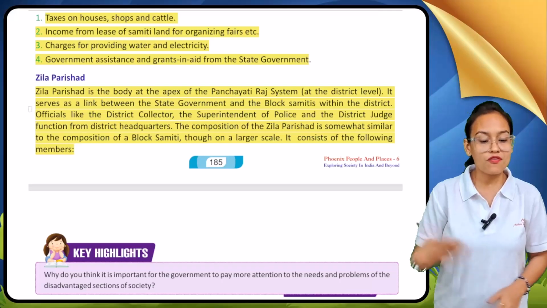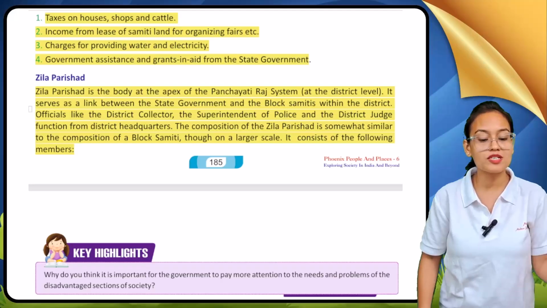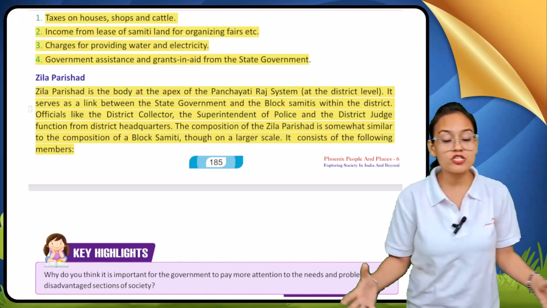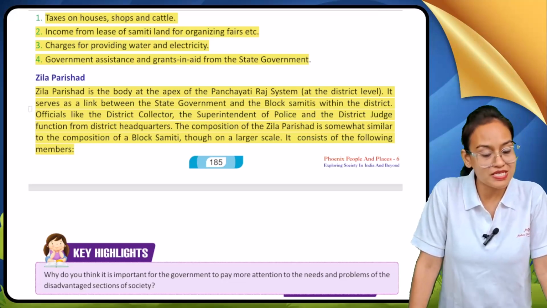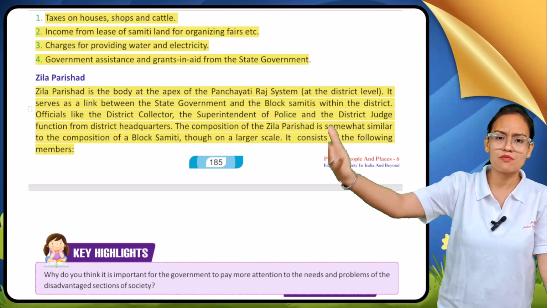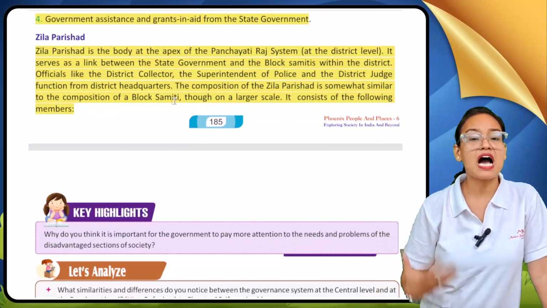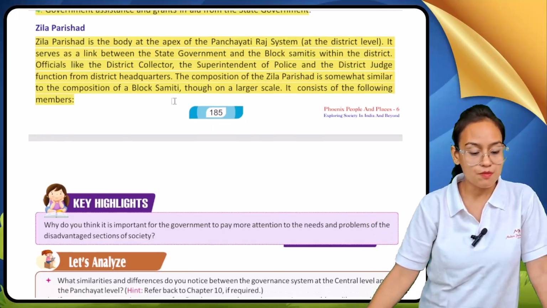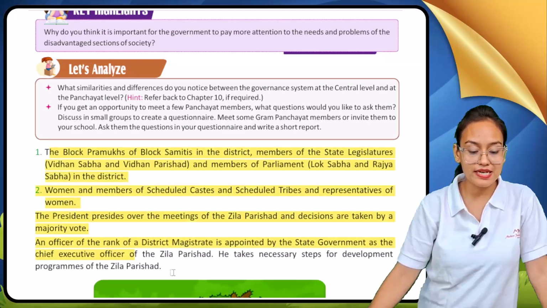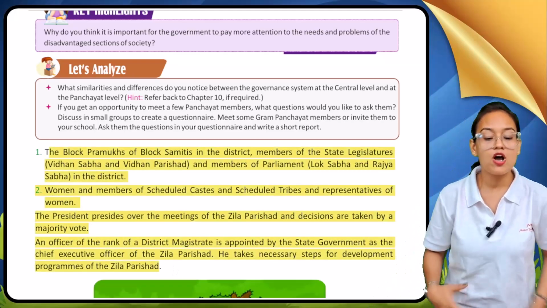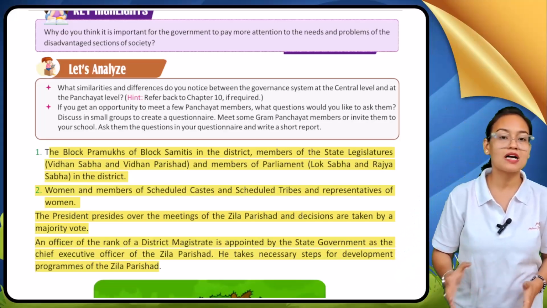Officers like your district collector, the superintendent of police, and the district judge function from the district headquarters. The composition of Jila Parishad is somewhat similar to the composition of the block samiti. So the members present in the Jila Parishad are similar to the members present in the block samiti. Let's see how many members are present in your Jila Parishad. The first member is your block pramukh. The block pramukh of the block samiti is the first part of your Jila Parishad.